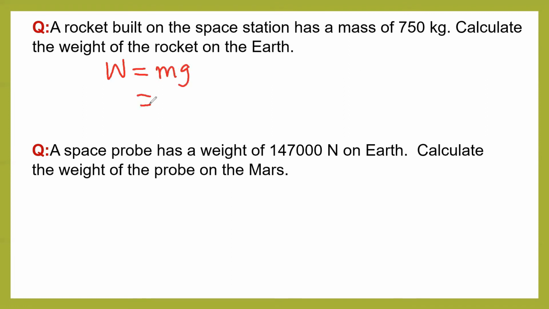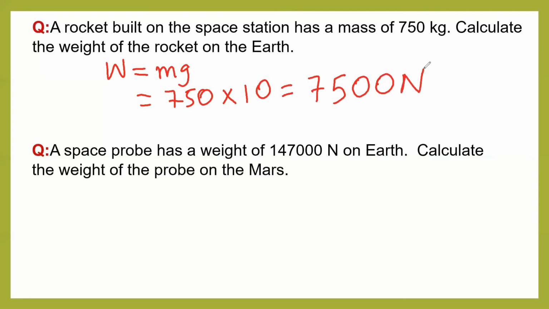So we are going to see the mass. Mass is 750 multiplied by 10. It is on Earth. So we can multiply mass with the value of g to calculate the weight. 750 multiplied by 10. That is 7,500 newtons is the weight of the rocket on the Earth. Now we are going to practice another question.